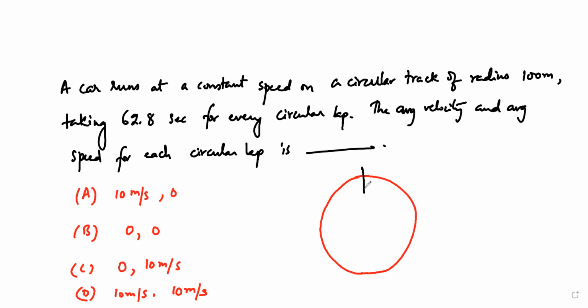What is displacement here if he is running in a circular track? Zero, sir. Then this is your answer. Right. This question was asked in NEET 2006, sir. Next.